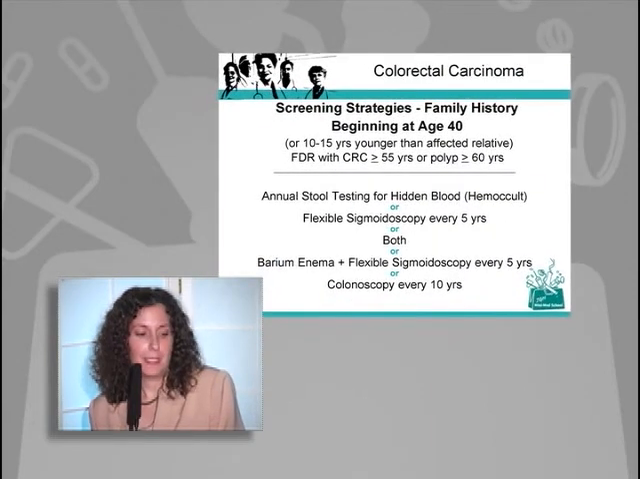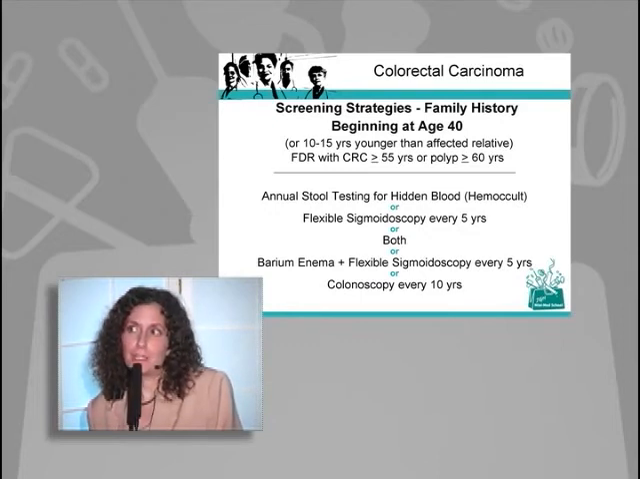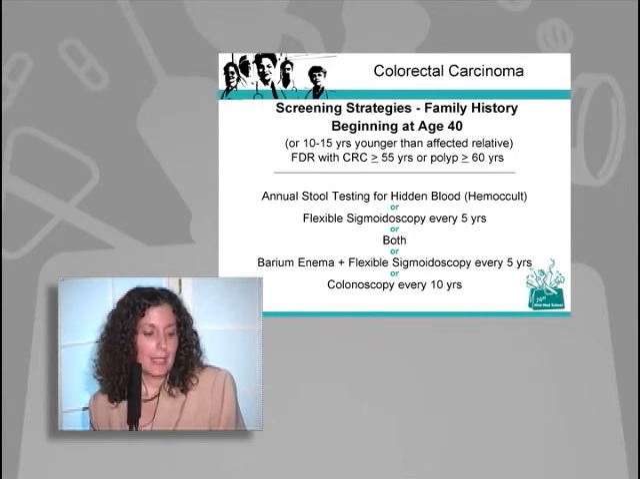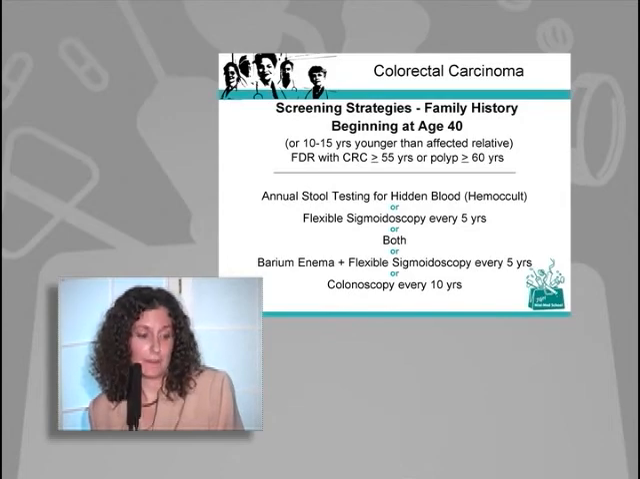If you have a family history, you start screening after the age of 40, not 50, so you start much earlier. Or you start 10 to 15 years earlier than the family relative that's affected. And this goes for patients whose relatives had the polyp after the age of 55, or a cancer after the age of 60. So again, for these patients, the screening options are the same. You just start at the age of 40 instead of 50.